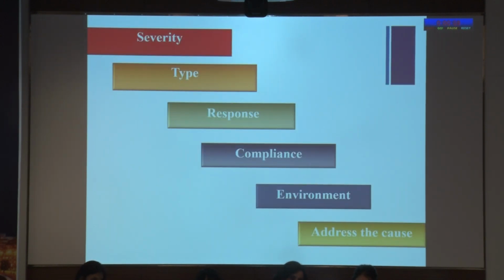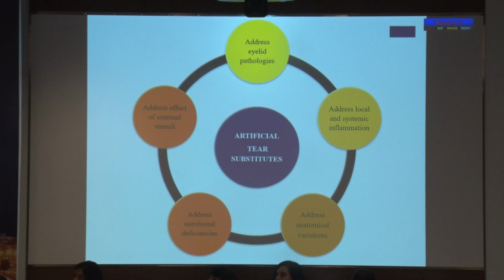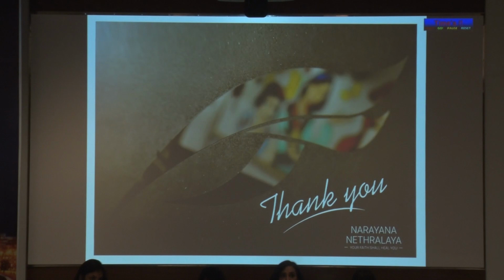So to conclude, what I look at while administering lubricants to patients would be the severity of dry eye, the type of dry eye, the response of the patient, compliance of the patient, the effect of the environment, and also mainly address the cause of the dry eye. Among the causes, address eyelid pathologies, local and systemic inflammation, anatomical variations of the eyelids, nutritional deficiencies, and effect of external stimuli before saying that lubricants do not work. Thank you very much.